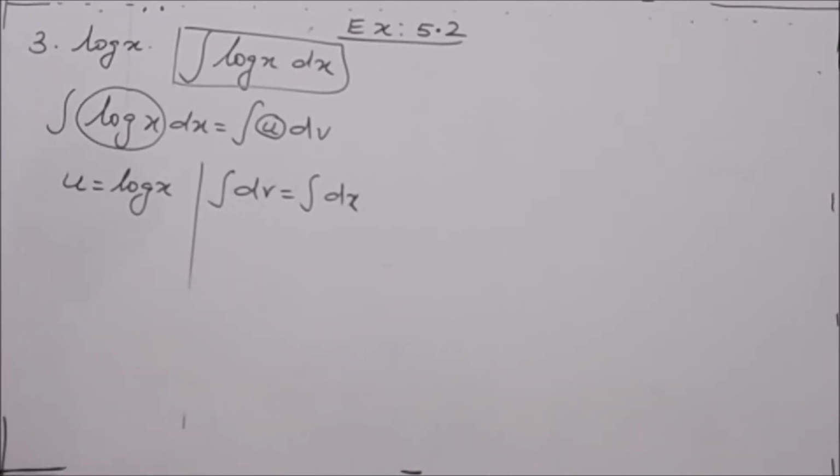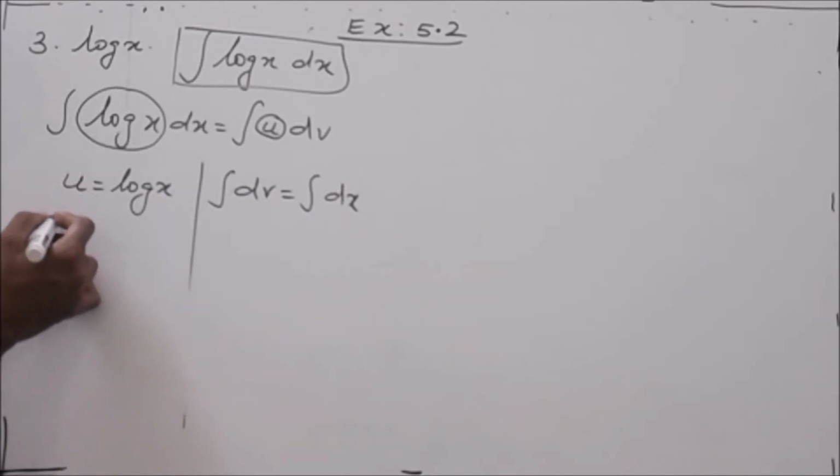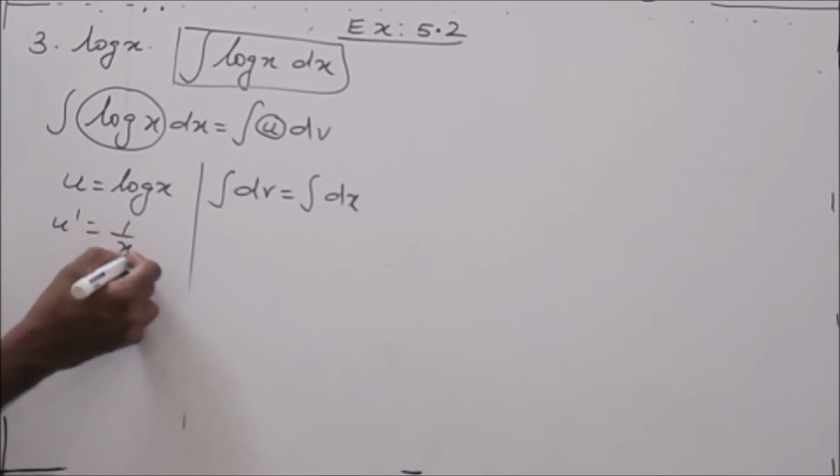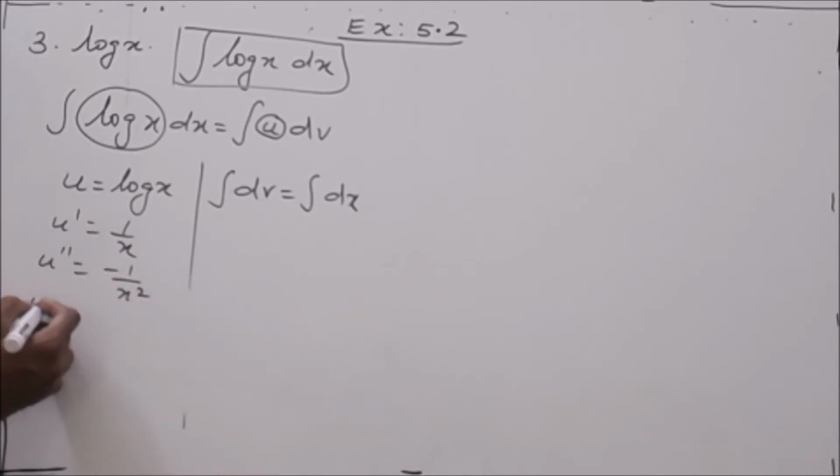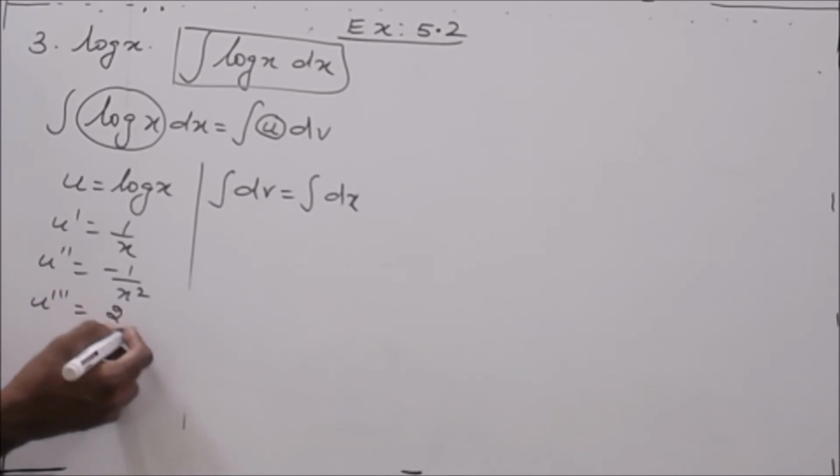Here, what is the derivative u dash? 1 by x. U double dash is minus 1 by x square. U triple dash is 2 by x cube. When we find successive differentials, u dash is equal to 1 by x, u double dash is equal to minus 1 by x square, u triple dash is equal to 2 by x cube.